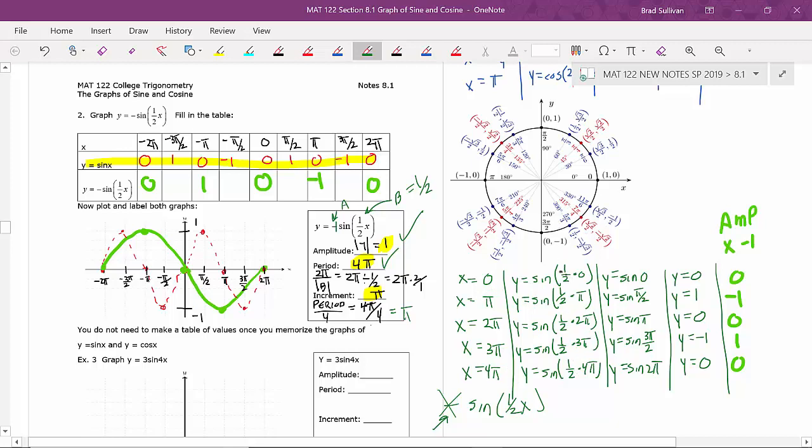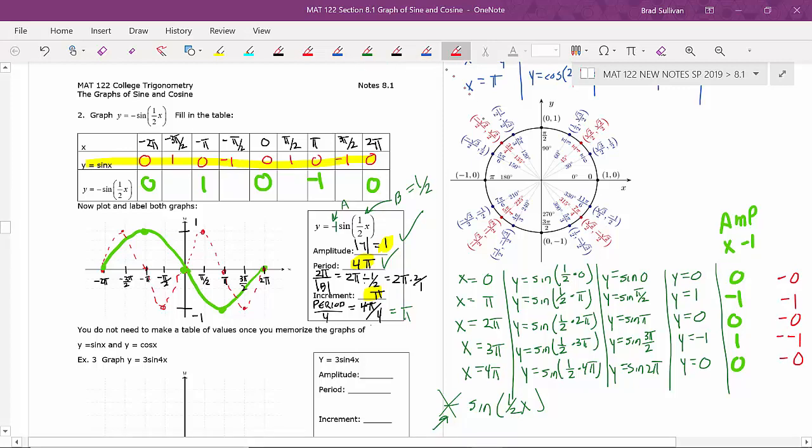And what I want you to notice is that when you take half of the angle in your increment, you just end up with 0, pi over 2, pi, 3 pi over 2, and 2 pi. So that will guarantee to give you these special numbers here. Okay? And then what you do now is just multiply. Once you get these numbers, you multiply by negative 1. So you're doing negative 0, negative 1, negative 0, negative negative 1, negative 0 to get those final values.